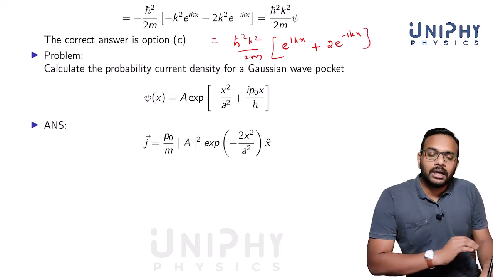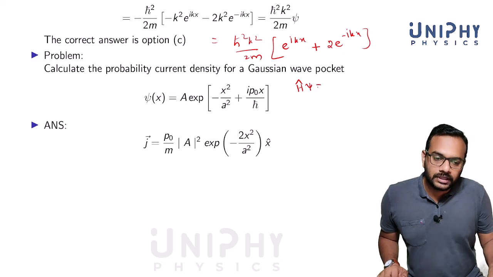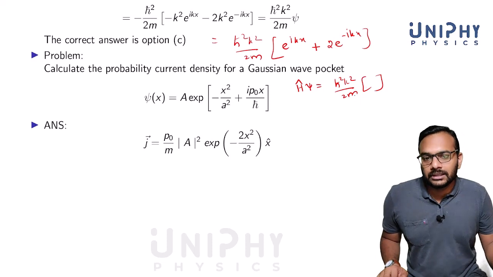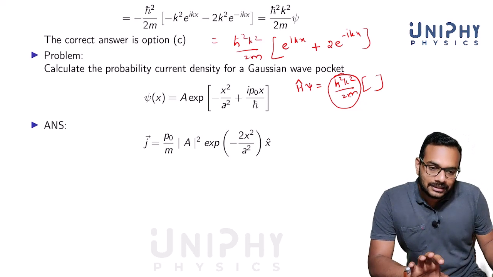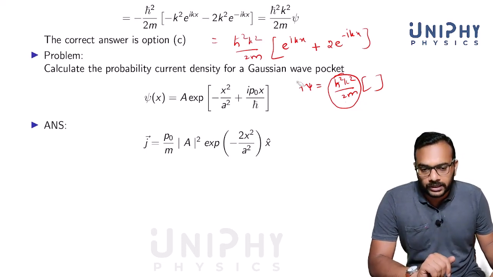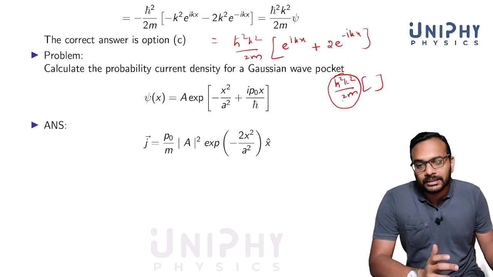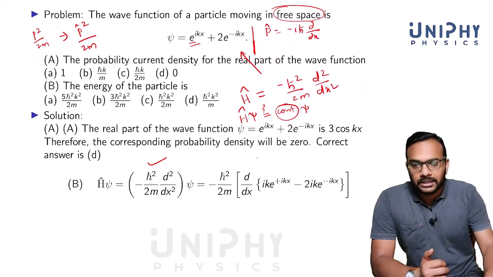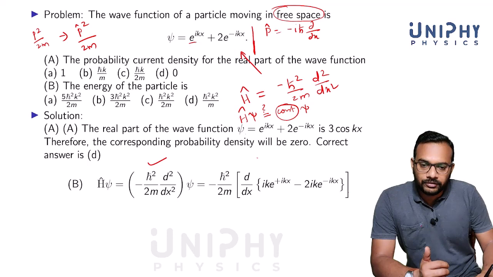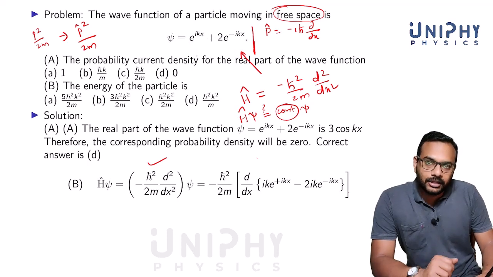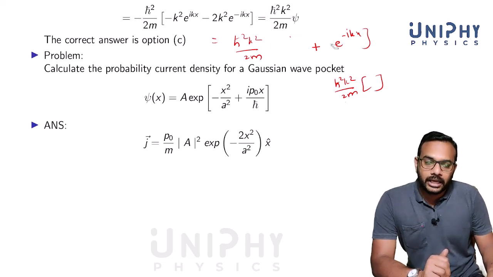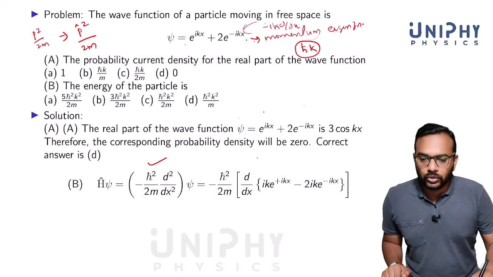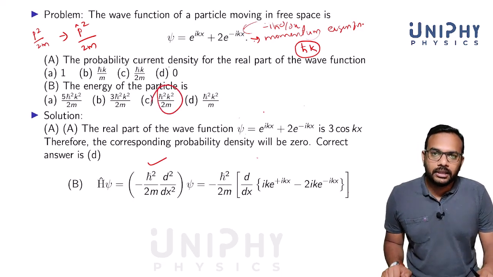So when you acted the Hamiltonian on the wave function, you see that the result is some constant multiplied by the same wave function. This means that the wave function we started with is an eigenfunction of the Hamiltonian operator, and the eigenvalue is the measured value of energy. So if you measure the energy of a particle represented by a wave function like this, the value you will get is h cross square k square by 2m. So the correct answer is option C.